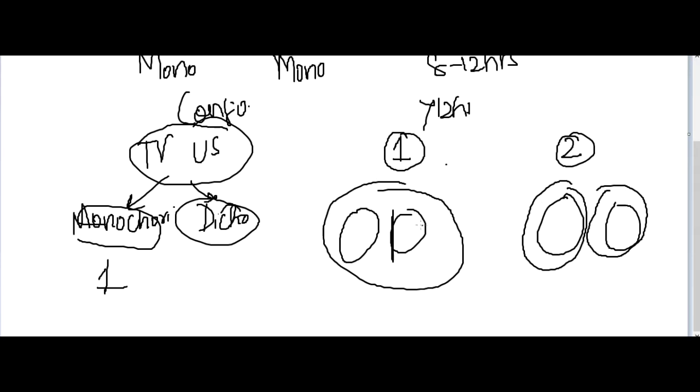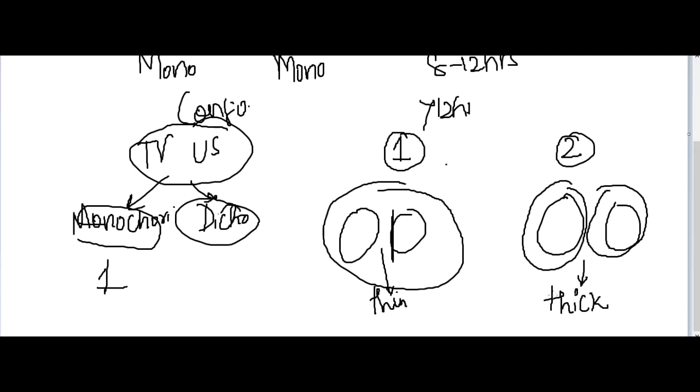Next, in monochorionic twins the dividing membrane is thin, because there is only a small thin membrane. In dichorionic twins, more than two layers are seen, because the chorion will also be there, so the dividing membrane is thick in dichorionic twins.